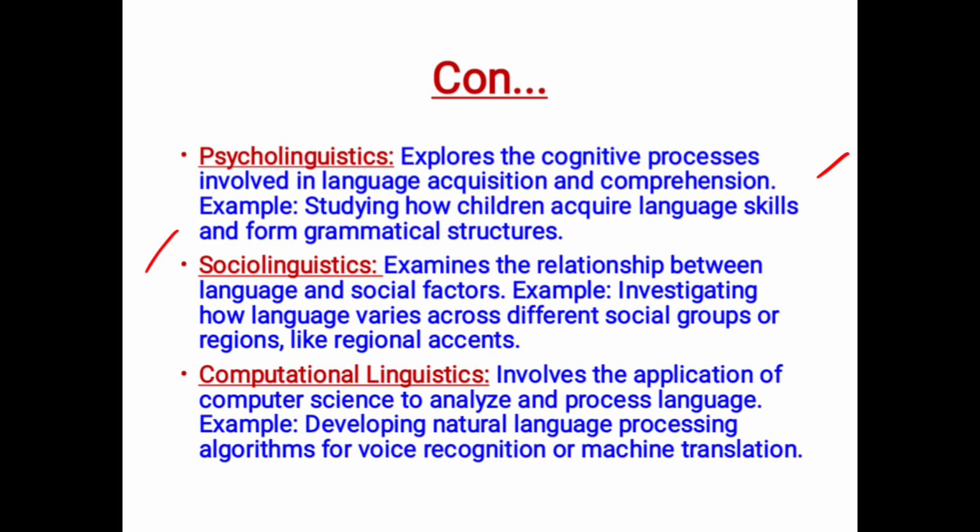Sociolinguistics. By the name you can easily guess that it's all about society. It examines the relationship between language and social factors. It means it's all about the language which is used in society. For example, investigating how language varies across different social groups or regions, like regional accents. If you are from one village and the guy beside you is from another village, there is a huge difference: his accent will be different and your accent will be different. Maybe some words used in his village might not be used in your village.